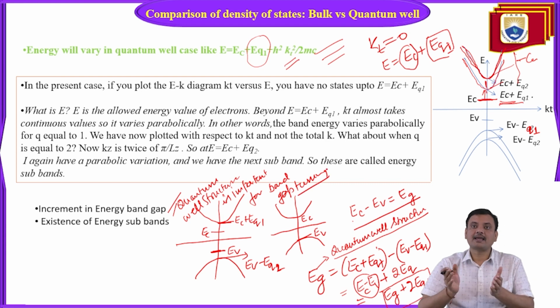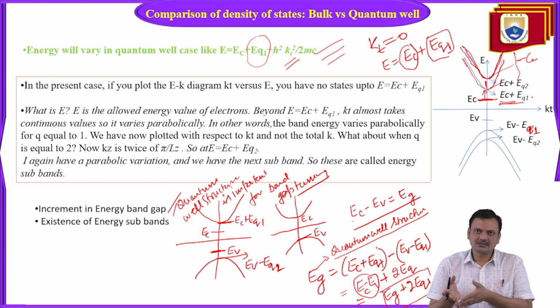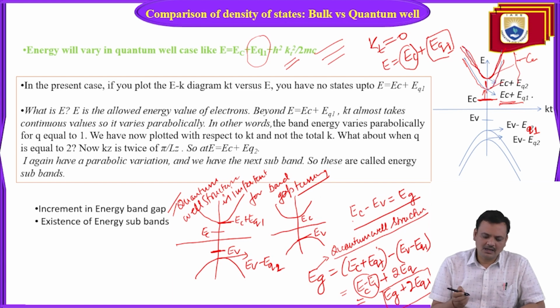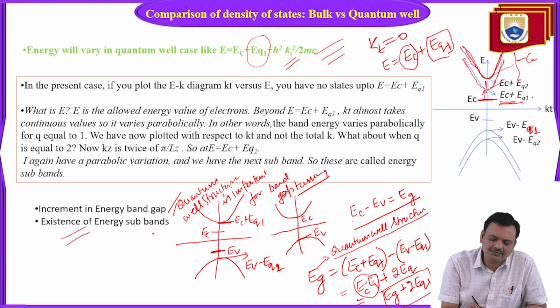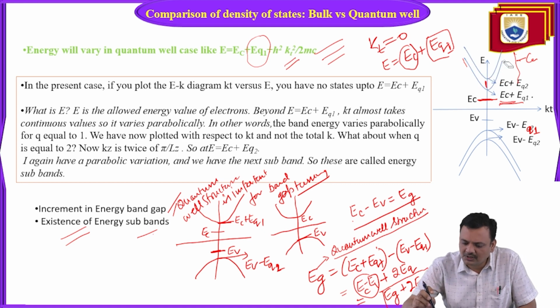You can tune the band gap of any material by constructing a particular shape with that material. Like in this considered case, if you are making the quantum well shape for any particular material, you will get an increment in band gap value for that material. Okay, that is the first thing. And this is called tuning of band gap. Now the next thing is existence of energy sub bands. Why? Because we are getting two types of band here.